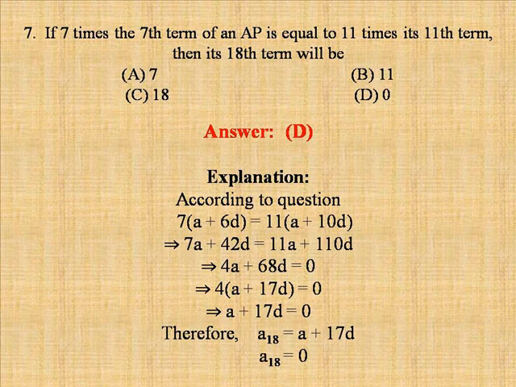So you can see the explanation given. The question says 7 times the 7th term is equal to 11 times the 11th term, that is 7 into (a plus 6d) equals 11 into (a plus 10d). Now by calculating, you get the relation a plus 17d equals 0. Now you need a18, that is the 18th term, so a plus 17d, and you have a plus 17d is 0, so your answer is 0, option D.